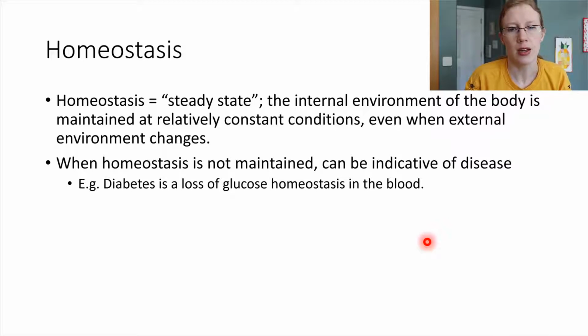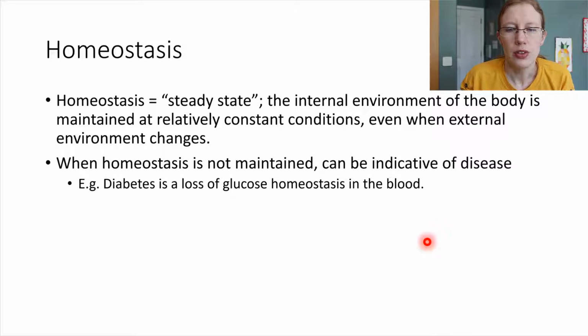Well, in the case of diabetes, that doesn't happen, and so the blood glucose levels fluctuate. The blood glucose levels might get really high, so high that glucose might start being excreted in the urine, which is not normal. So diabetes is essentially a loss of glucose homeostasis. So homeostasis is not being maintained in that case.